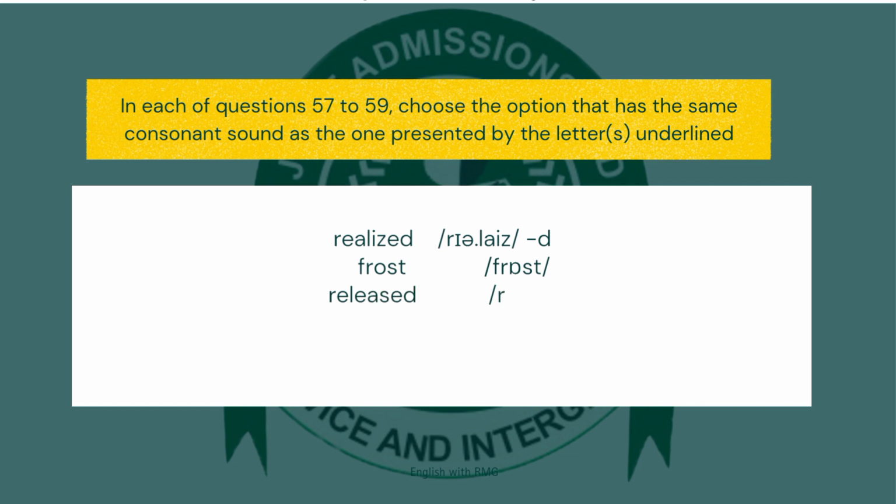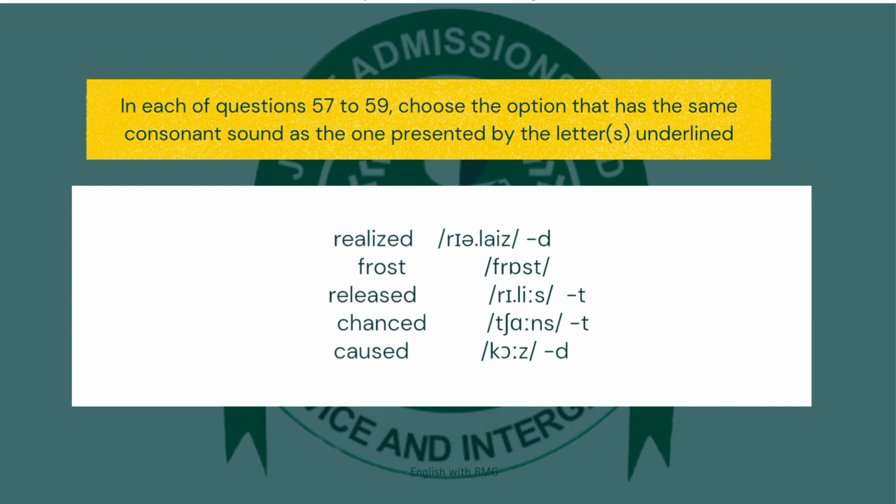We have frost, not a possible option. So we have release, s. So it's going to be released. Chance ends with s. So it's going to be what? Chanced. Then we now have our word itself, cause, z. So the ed is going to be pronounced as what? D. So what's going to be our correct answer here?